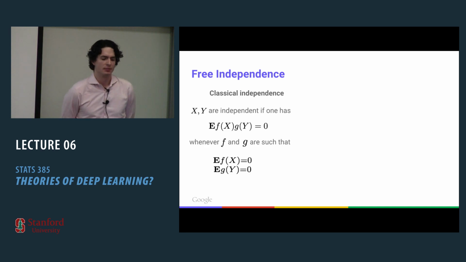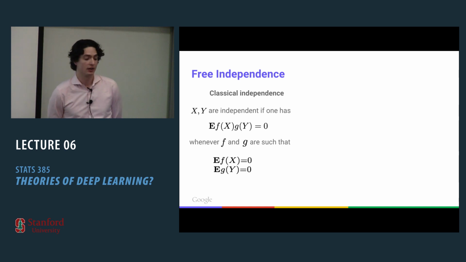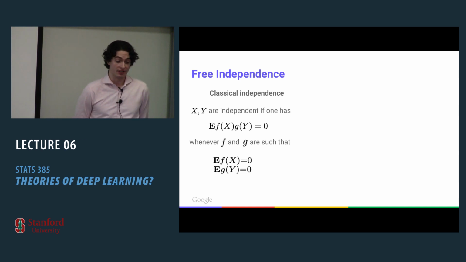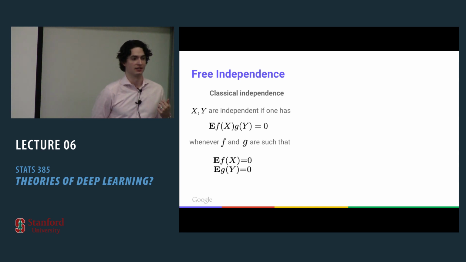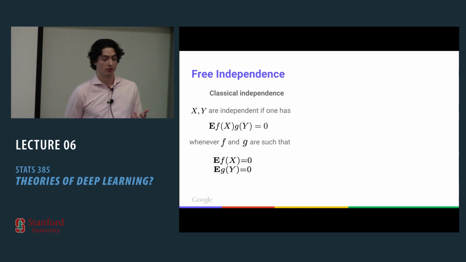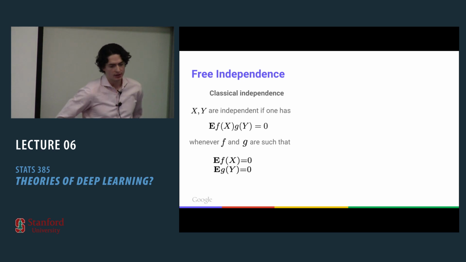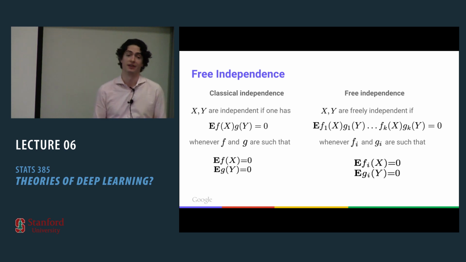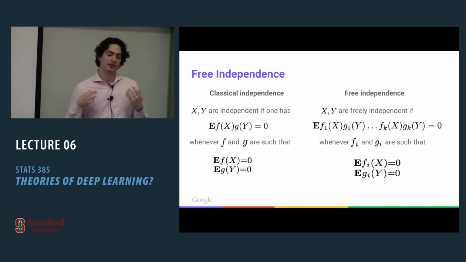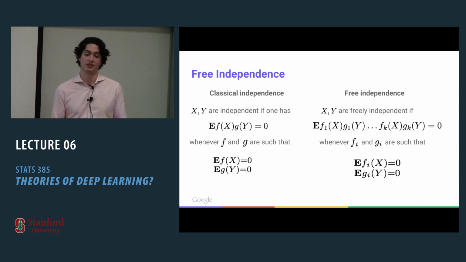Free independence is basically, again, the non-commutative analog of classical independence. One definition of that is just that if x and y are random variables, such that the expectation of f of x and the expectation of g of y are both 0, then the expectation of f of x times g of y should be 0. And so this is one definition of classical independence. And free independence is just a kind of non-commutative extension of this. In particular, if you have some set of f's and g's for each of which the expectation vanishes, then the expectation of the product should vanish.